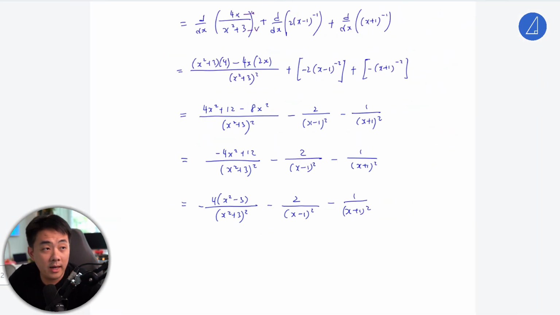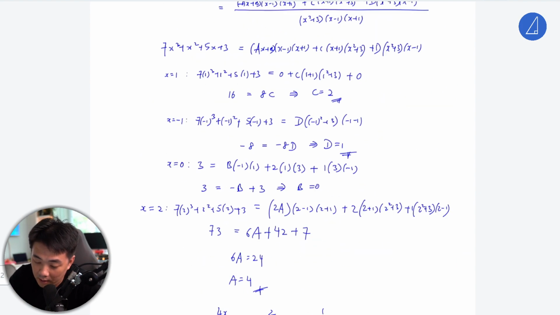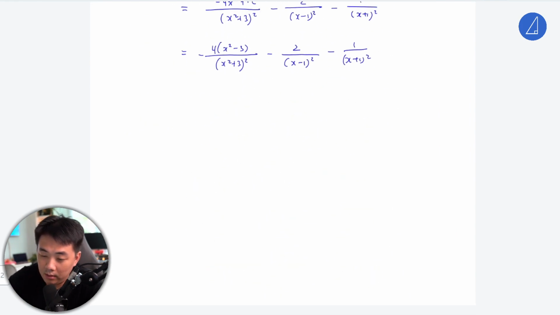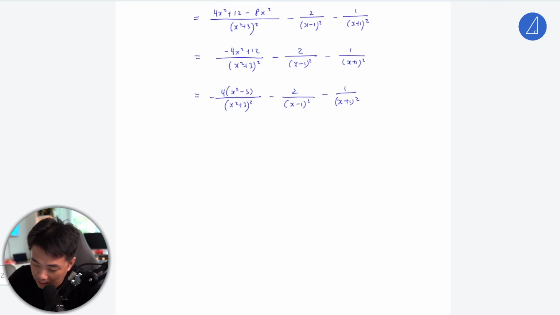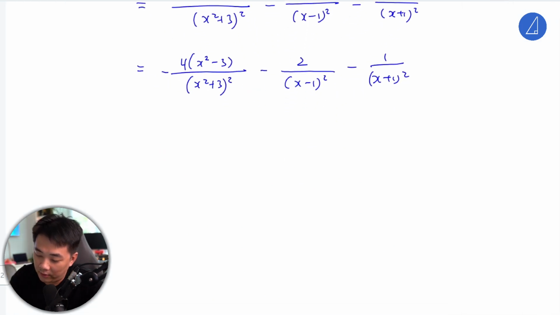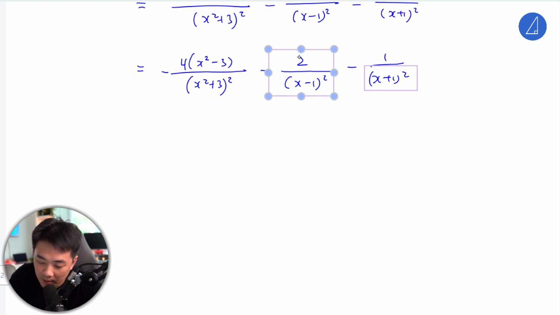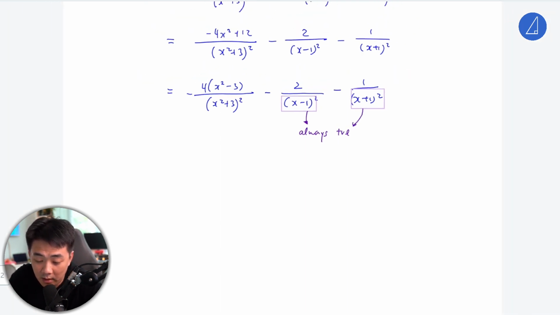Okay, great. Now I need to show that this is always negative whenever x is less than negative root 3, right? So we need to show that. How do we do it? I think there are a few ways. First of all, this term is quite easy to understand. Eyeball this. It is always positive, because no matter what value of x you give me, you can't make this negative. These two expressions are always positive. When you square an x value it is always positive, so it's a non-issue.